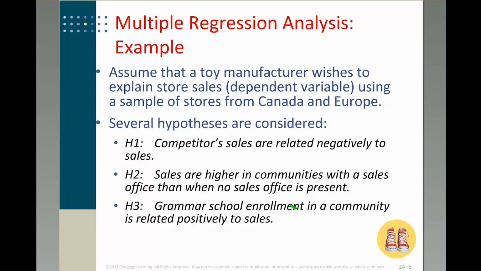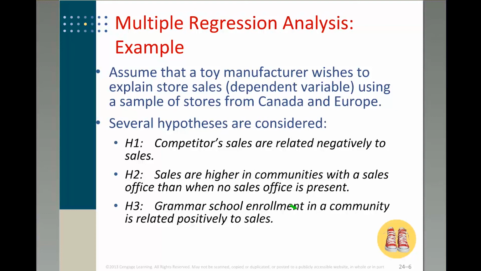The first one says, competition sales are related negatively to sales. And the second one says sales are higher in communities with the sales office than when no sales office is present. And the third one is grammar school enrollment in the community is related positively to sales. Okay.